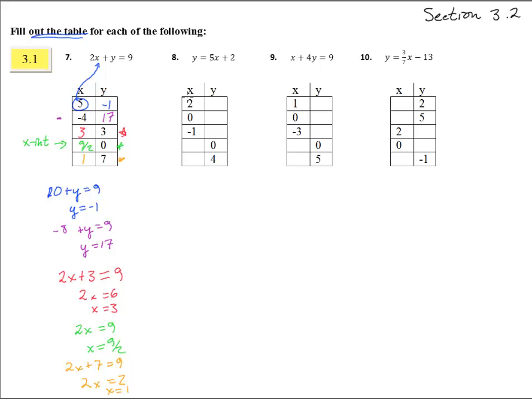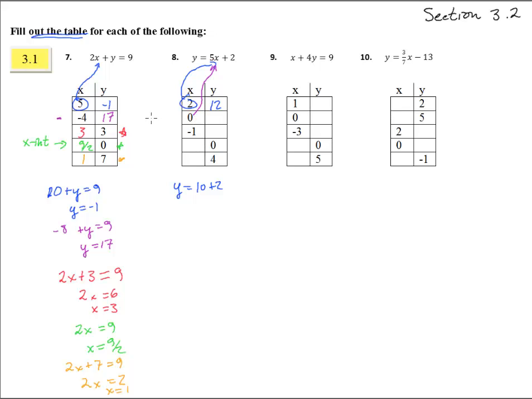Number 8. We're going to take the number 2 and stick it in for x right there, and we get y equals 5 times 2 is 10, plus 2. That's y equals 12. Good. The next one. Stick in a 0, and it goes right up there.